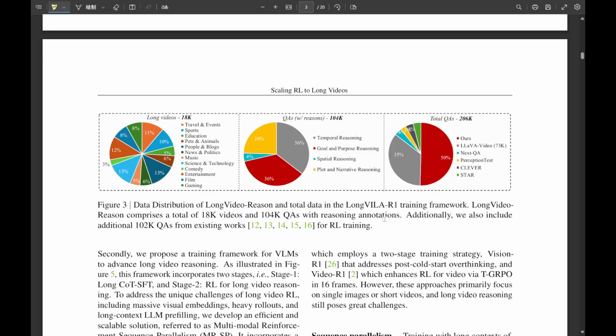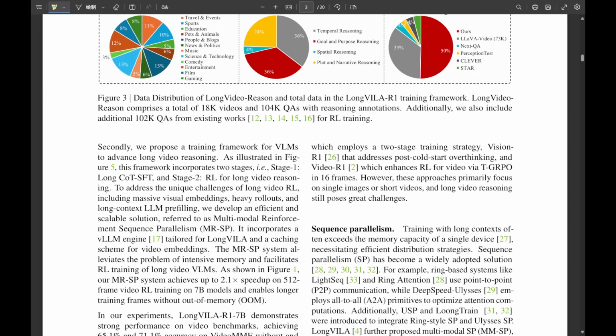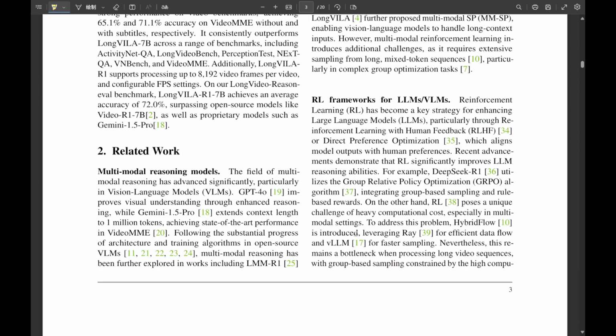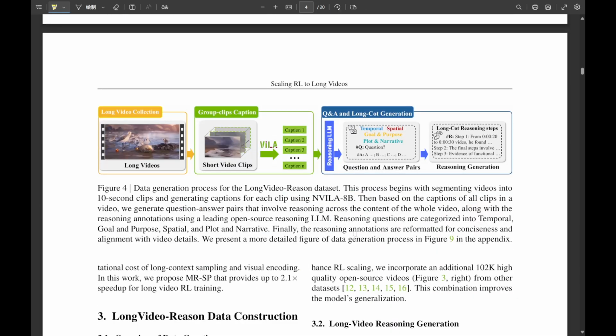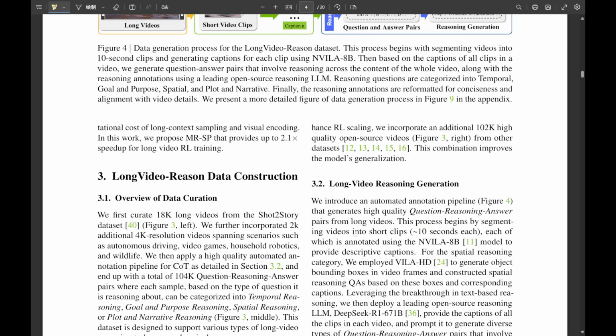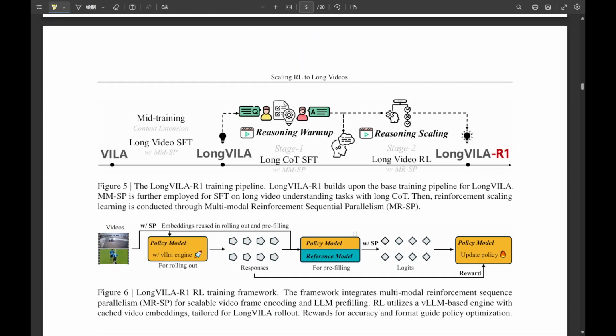Manually? That sounds impossible at that scale. Mostly automated, actually. That was the ingenious part. They had a pipeline. First, segment the videos into 10-second clips. Right. Then, use an existing VLM, VILA-8B, to caption those clips. For spatial stuff, another model, VILA HD, generated object bounding boxes. Okay, getting the basic info down.